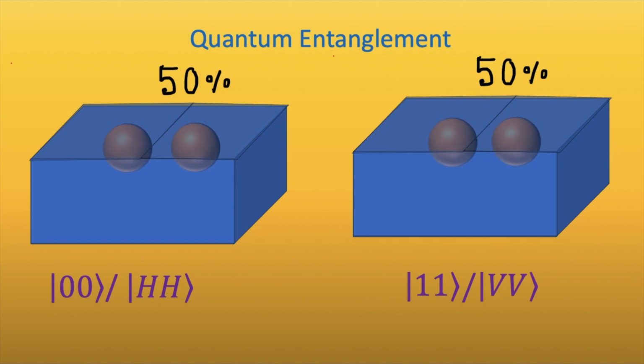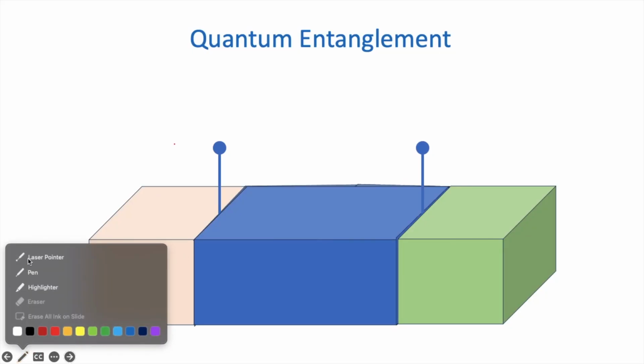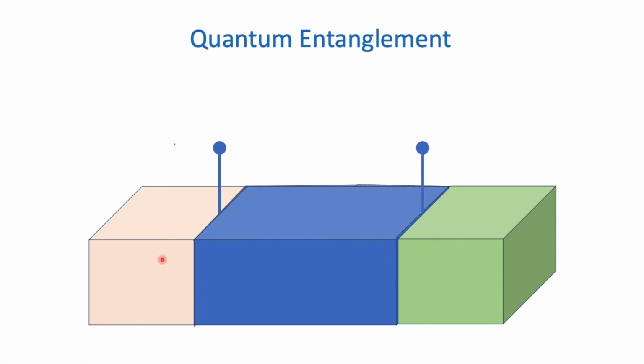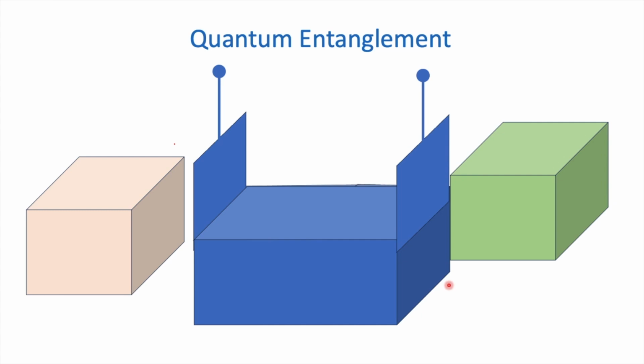Now I will show you what will happen if you separate these two particles into different boxes. Now these are two boxes where the particles will be transferred. This is the way the particles are transferred into different boxes, and they are kept a distance apart.